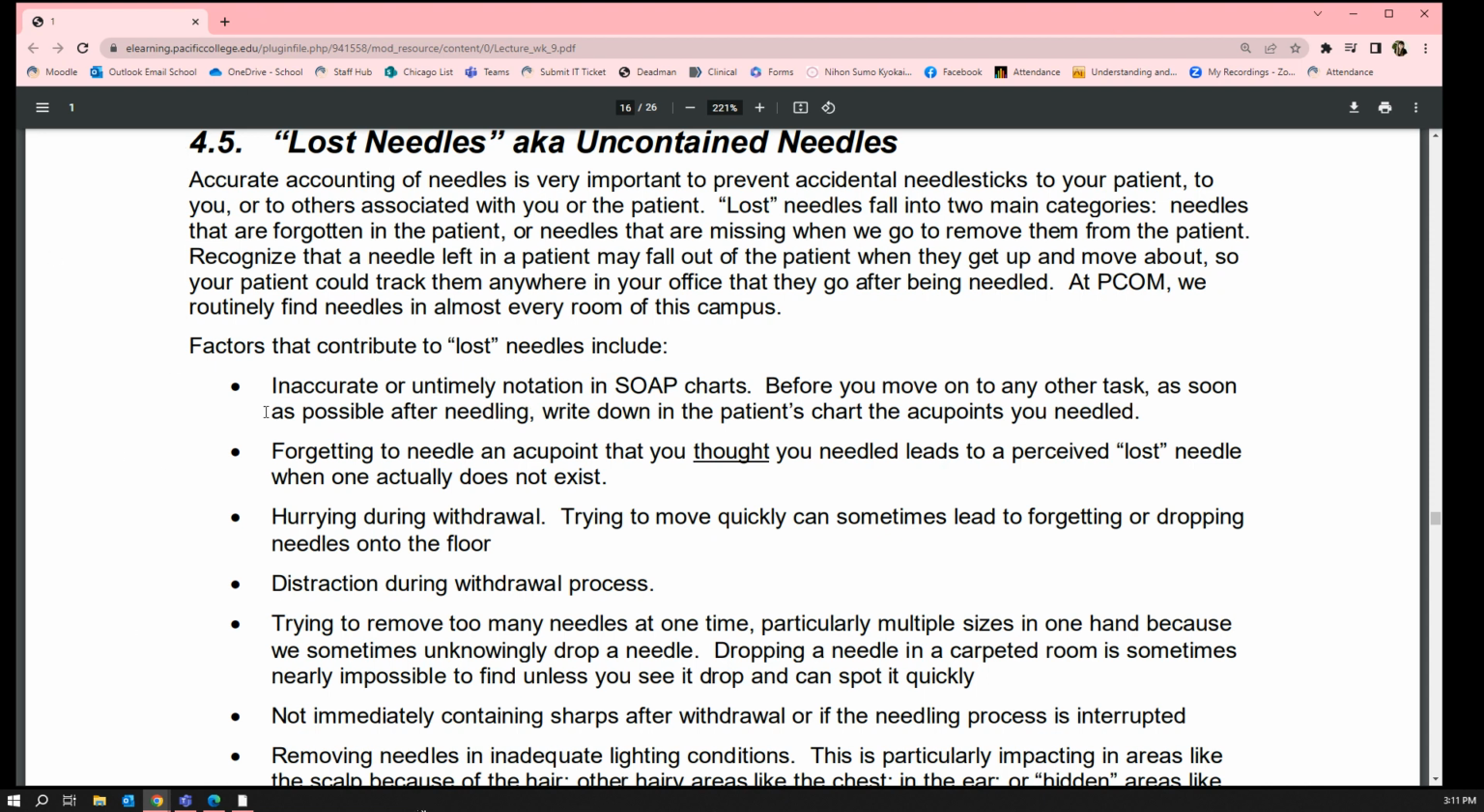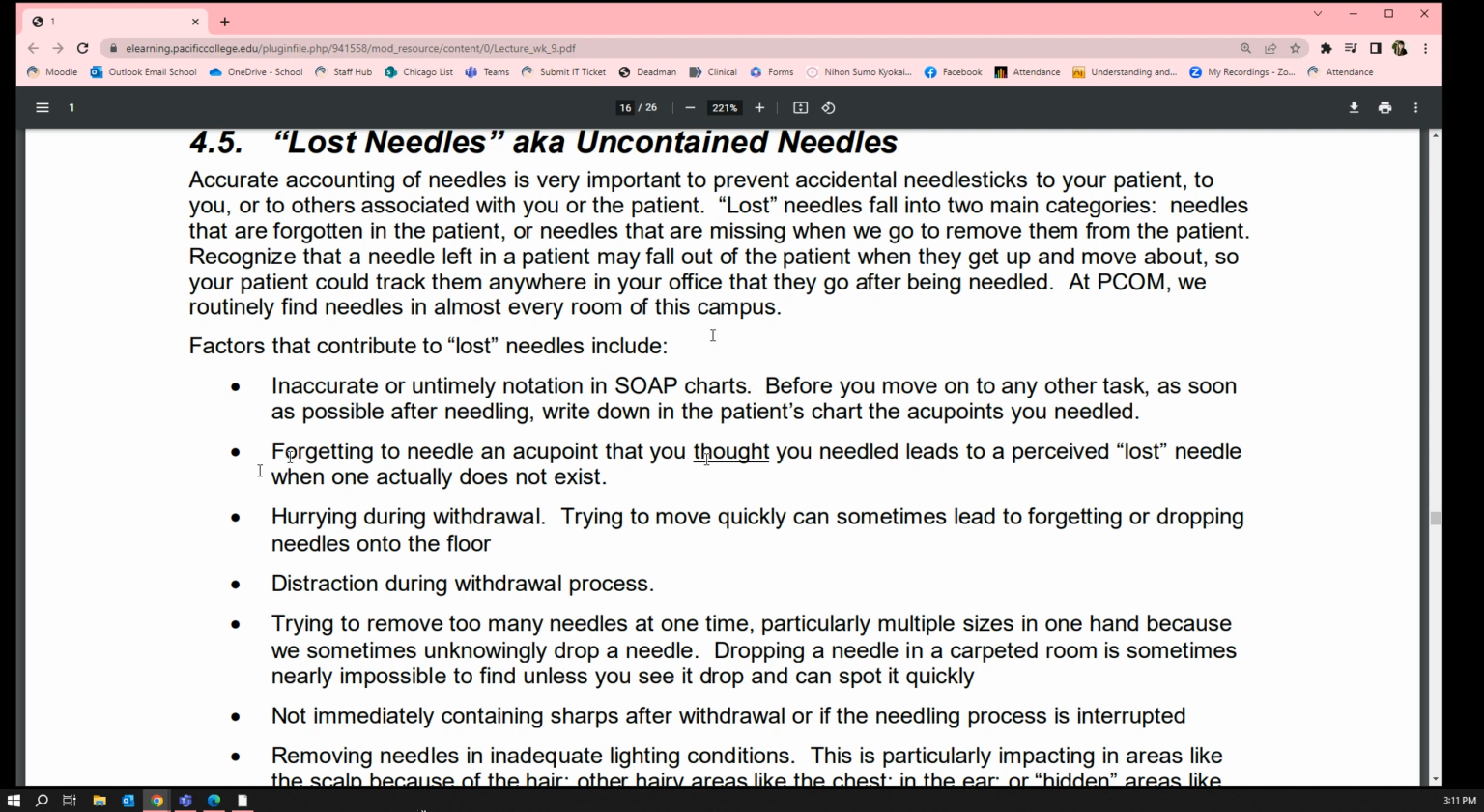Factors that contribute to lost needles include things like inaccurate or untimely notation in SOAP charts. If you didn't chart how many needles went in, you are not going to necessarily remember how many you need to pull out. So something that interns will sometimes do to ameliorate this is before they leave the treatment room, they will just take their pen and write at the patient's foot on the table paper the number of needles they put in. You might also write it on your hand. You might also chart it immediately, but having it written down can be very helpful.